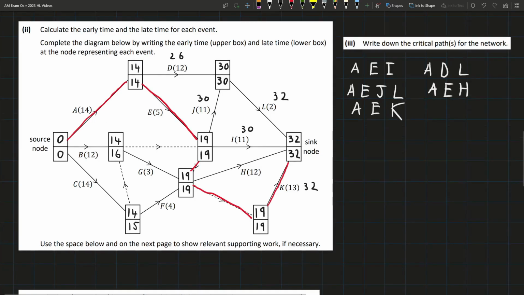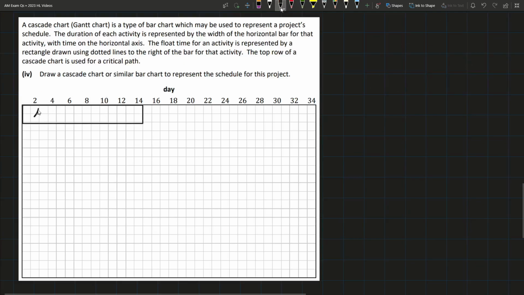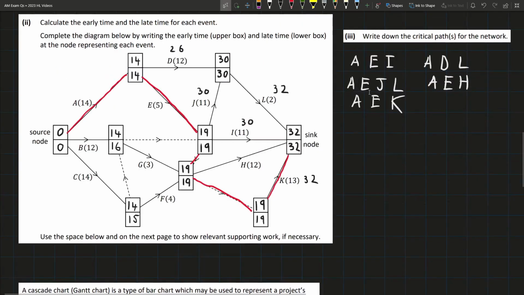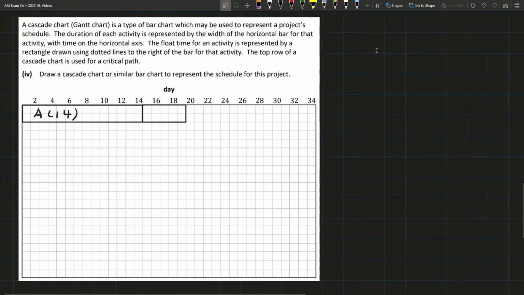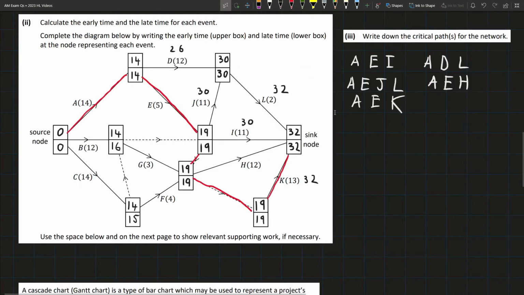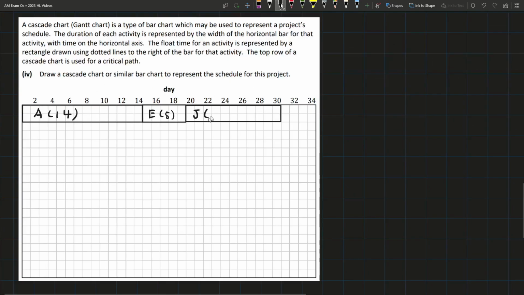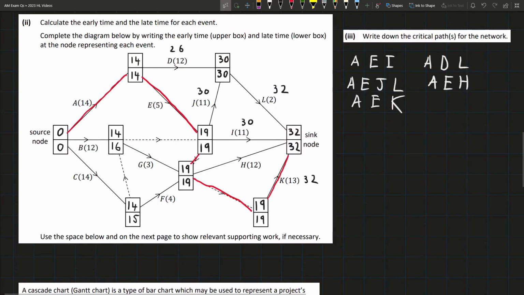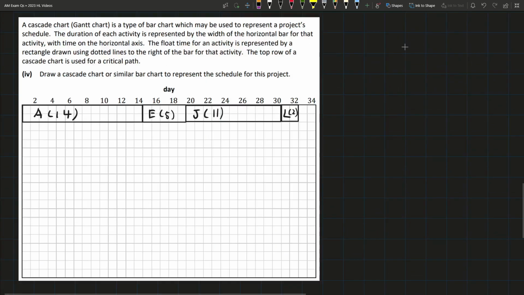So activity A is 14 days. We'll just write in this is A, and it's 14. E is 5 days. J is 11 days. And finally, L is 2 days. Now I'll just go through them alphabetically.